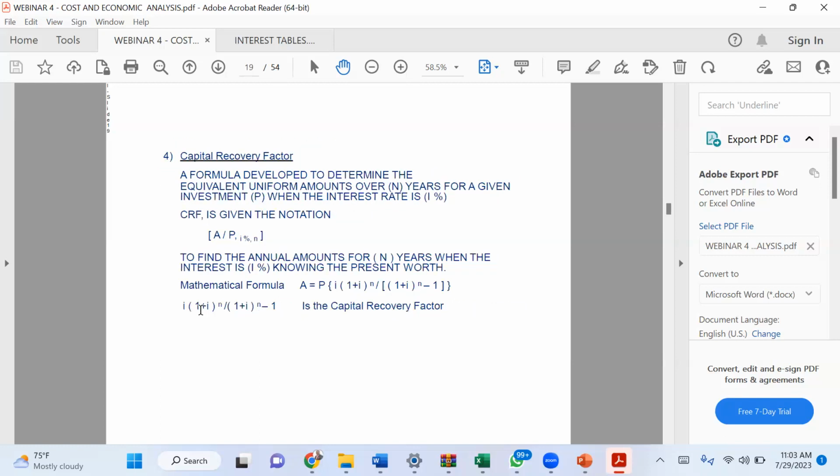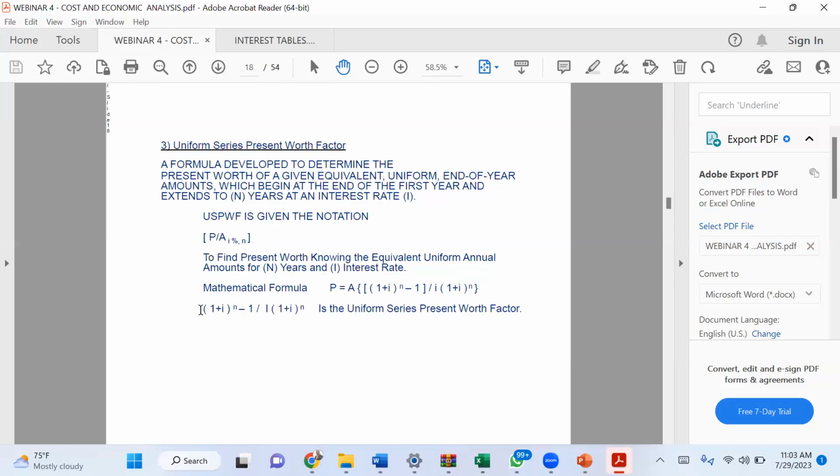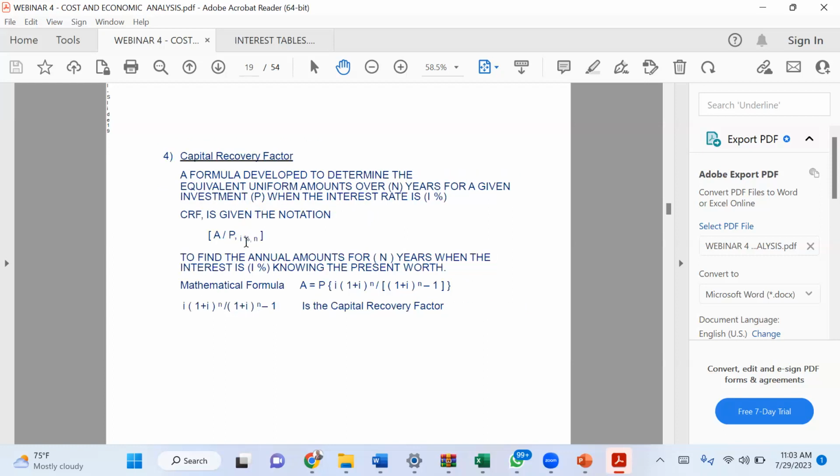The next one is called the capital recovery factor. Capital recovery factor is the opposite of this. In this one, you are looking for the present worth, you are given the annual worth. So you use this mathematical formula or use the interest table factor. In this one, you are looking for the annual worth. You have been given the present.